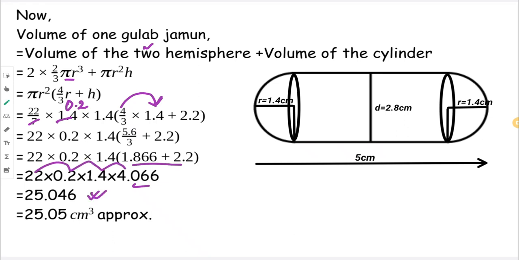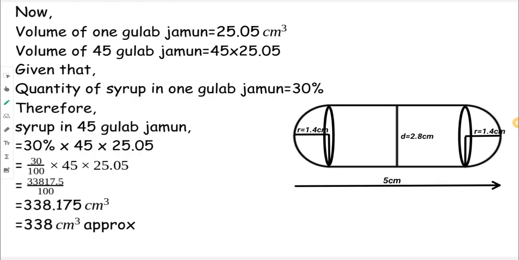Now we just have to multiply 22 into 0.2 into 1.4 into 4.066, and we're going to get 25.046. We'll take it approximately equal to 25.05 centimeter cube. So there is the volume of one gulab jamun. Remember how many gulab jamuns are there? There are 45 gulab jamuns, right? So how do you get the volume of 45 gulab jamuns? Simply multiply it by 25.05.